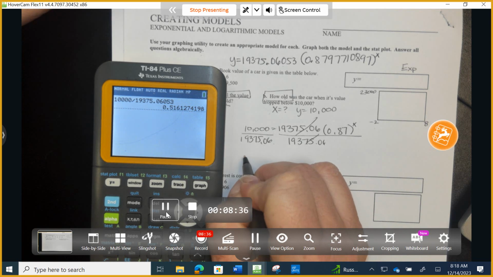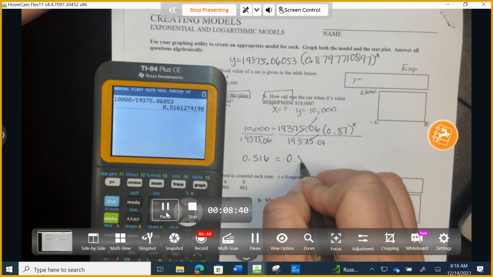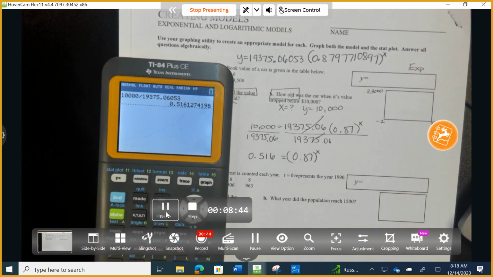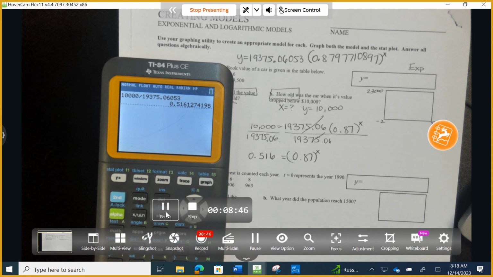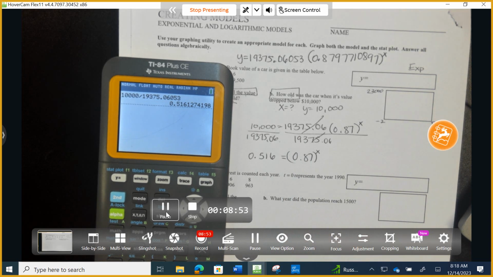And actually, maybe I'll write it down. It's kind of up to you, but 0.516 equals 0.87 to the x. I need to keep this exact answer somewhere near that I can refer back to it. Now, if I want to solve for x, I need to get rid of this number. How do I do that?